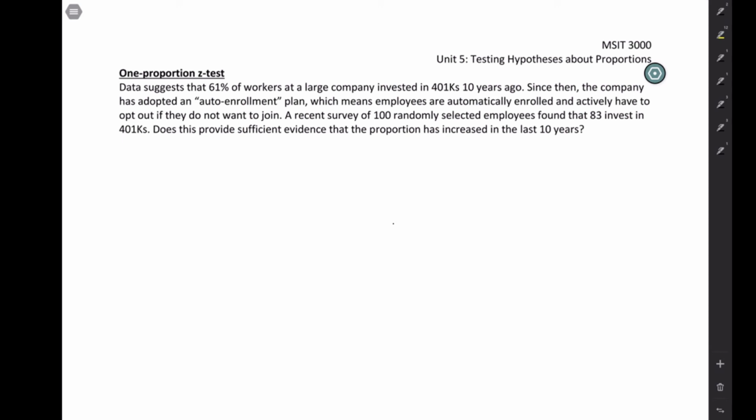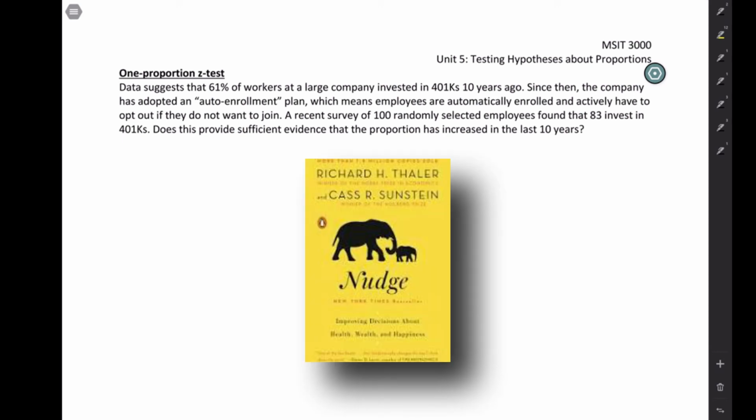If you're interested in behavioral economics stuff at all, there's a book called Nudge that has a ton about this, but I won't get too off track.